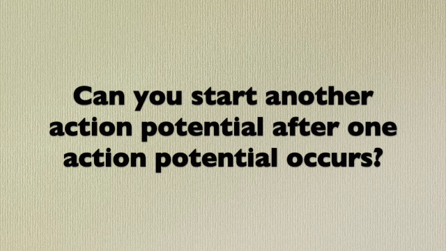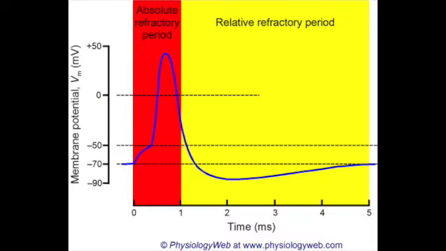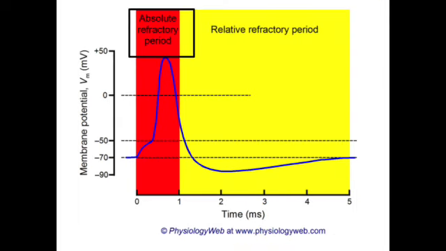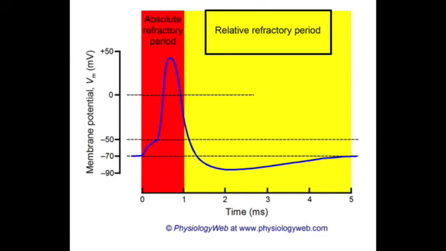Can you start another action potential after one action potential occurs? The answer to this question is dependent on the conditions of the original action potential as well as the strength of the next stimulus. See this diagram to understand absolute and relative refractory periods. If the original action potential is in the absolute refractory period, then another action potential will not initiate. If an action potential is in a relative refractory period, then another action potential may be generated by a stimulus that is greater than the original stimulus.